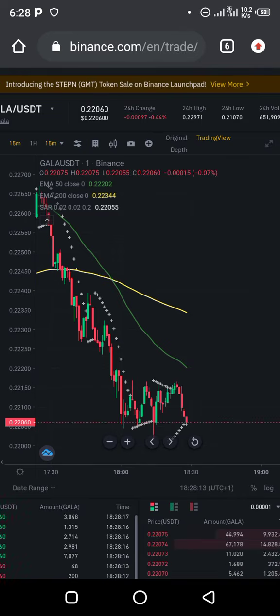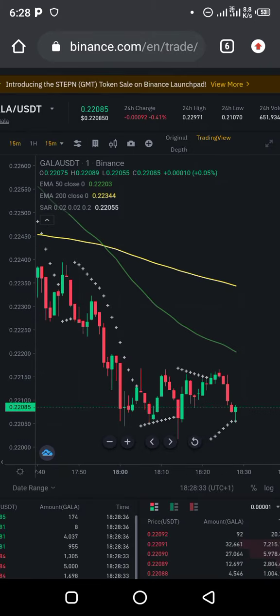So now what do you follow? Your parabolic SAR. The parabolic SAR is going to show you a confirmation of what the EMA is saying. So at any point where you see the dots here, let me increase it so you get what I'm saying.